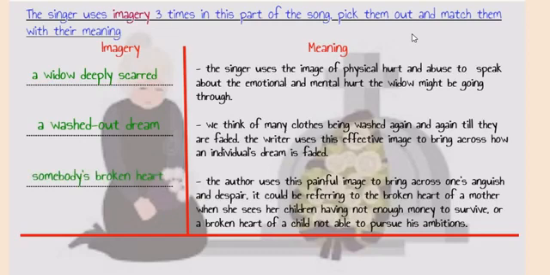Number 3, somebody's broken heart. The author uses this painful image to bring across one's anguish and despair. It could be referring to the broken heart of a mother when she sees her children having not enough money to survive, or a broken heart of a child not able to pursue his ambitions.